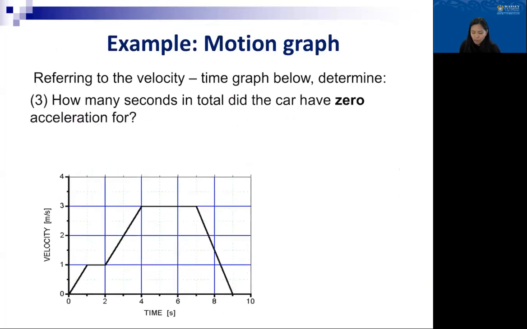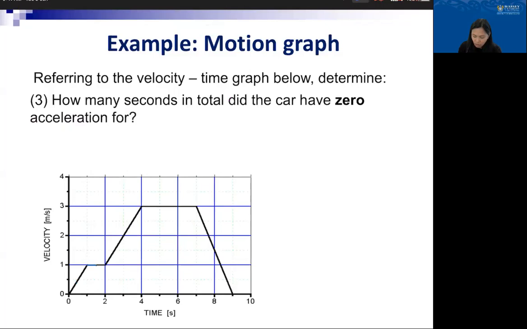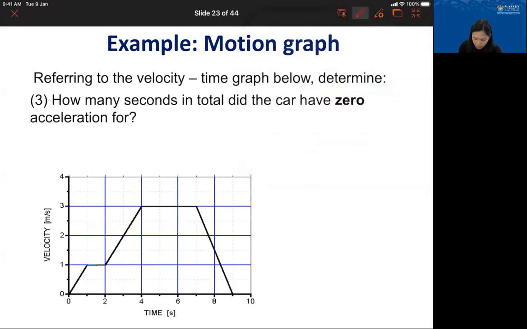Okay, and then finally, for how many seconds did the car have 0 acceleration? So 0 acceleration means that the velocity is not changing, meaning it's fixed, it's the same. Looking at the graph here, you can see that between this time interval, 1 to 2 seconds, the velocity is constant, and between 4 and 8 seconds, your velocity is constant as well. So that will, if you're considering just these 2 segments, yeah.